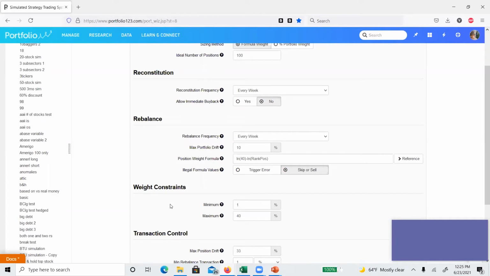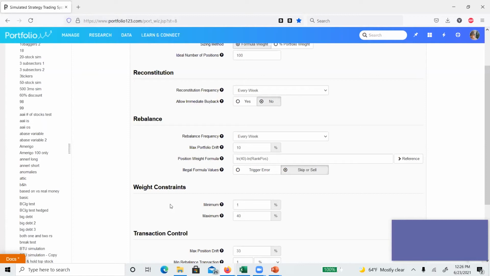Maximum, I'm putting at 40% here. You can go up to 100%. You can go down to 5%. What these do is that they look at the range of possible weights and they scale accordingly. So if you want to make sure your positions don't exceed a certain percentage of your portfolio, you should definitely set this at that percentage. But if you don't care, leave it high.